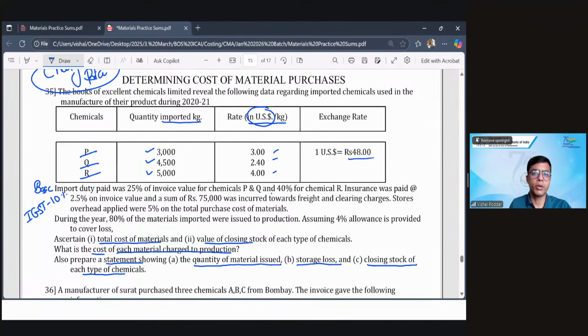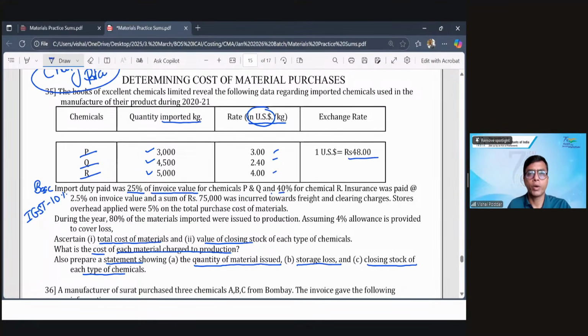Now, since this is a very old exam sum, the price is given as rupees 48. Actually, today it is nearing 100. But let us say we'll go by the question as it is. Now, the import duty was 25% of the invoice value. So this is one additional cost besides the purchase cost.